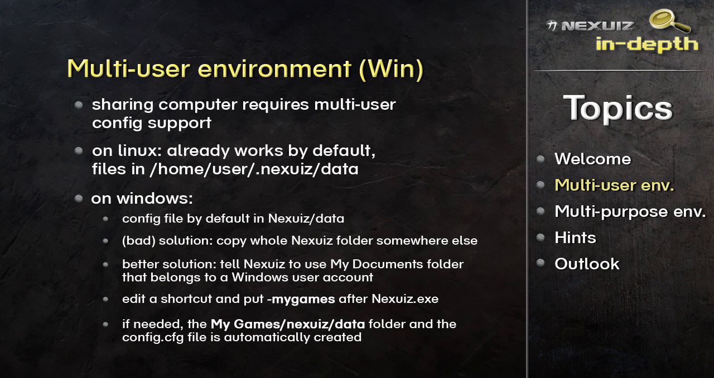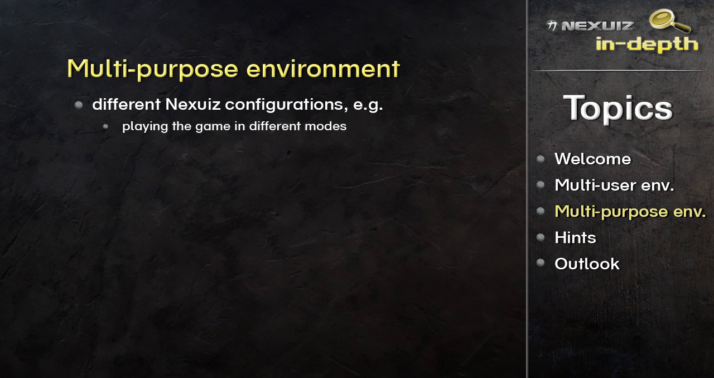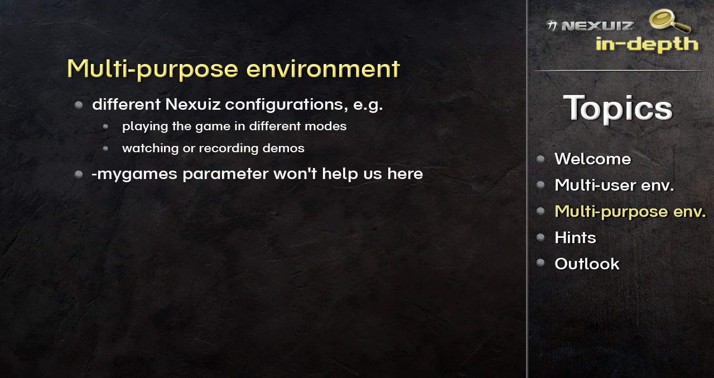Now you are familiar with the options to create a multi-user environment in Windows, but I also promised you the possibility of a multi-purpose environment. What I mean is that one user might want to have different versions of Nexius. For example, he might have two different kinds of configs for playing different game modes, or have one config for playing and one for watching demos and one for recording them. So in the end, you have different configs for different purposes. In this case, using the myGames parameter is not of any help, and creating different copies of your whole Nexius directory sounds like a huge waste of disk space to me as well.